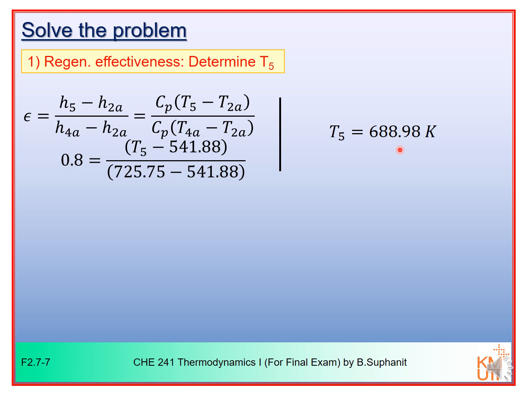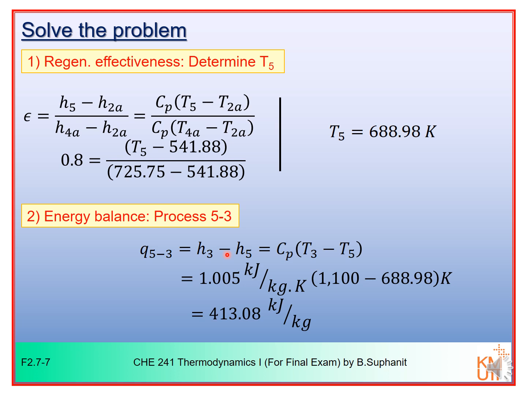Next, we can use T5 in the energy balance around the combustion chamber to determine the new heat input required, or Q53. Here we have Q53 equals Cp multiplied by T3 minus T5. And then we can get Q53 at 413.08 kilojoules per kilogram.